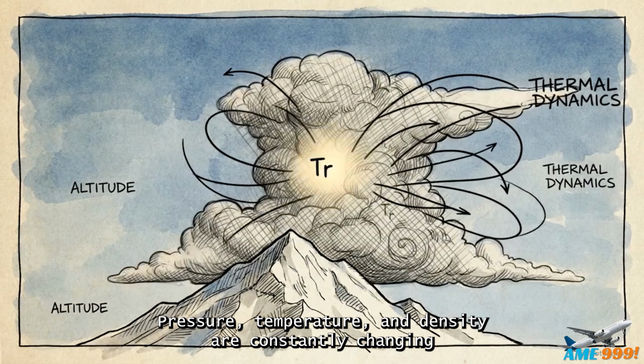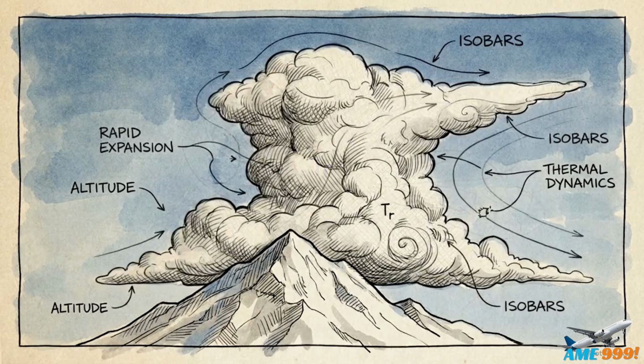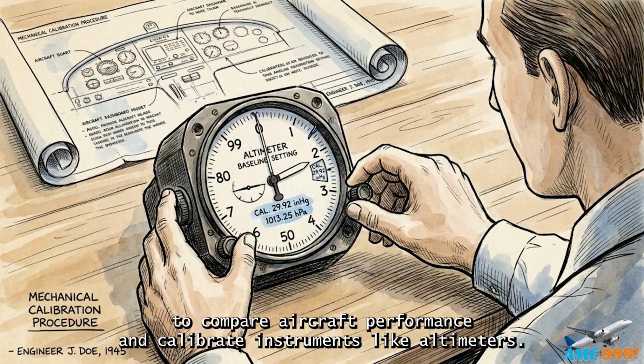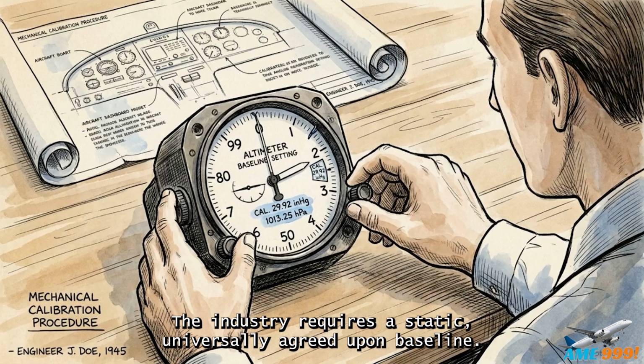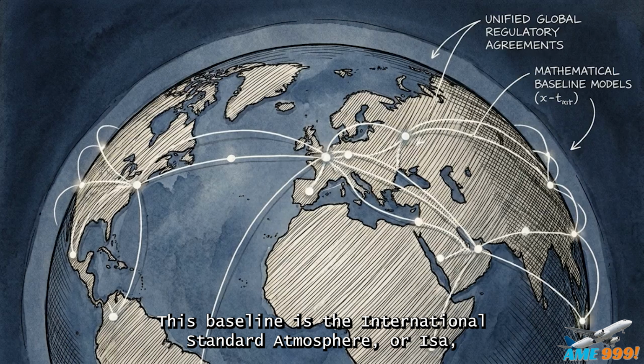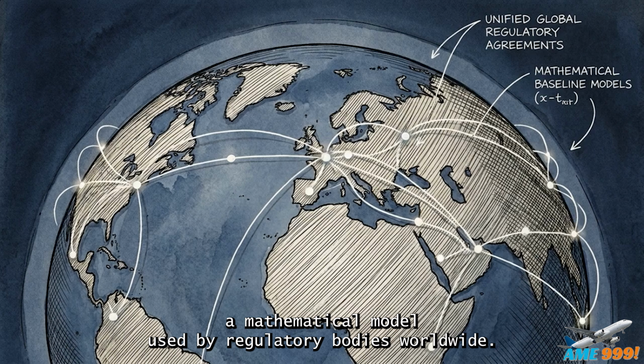Pressure, temperature, and density are constantly changing. To compare aircraft performance and calibrate instruments like altimeters, the industry requires a static, universally agreed-upon baseline. This baseline is the International Standard Atmosphere, or ISA, a mathematical model used by regulatory bodies worldwide.